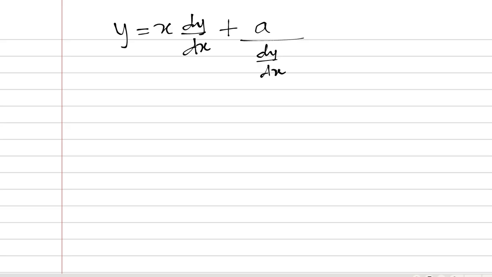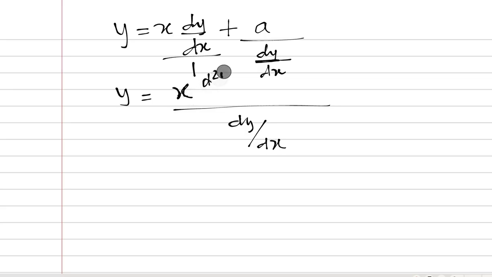So what will you do to get the order and the degree? First thing, you can see that this dy/dx is in the denominator here. So you will multiply through, or let me do it the baby class way by finding the LCM. The LCM is dy/dx. 1 times dy/dx will give us dy/dx. dy/dx times this will give us x d²y/dx².